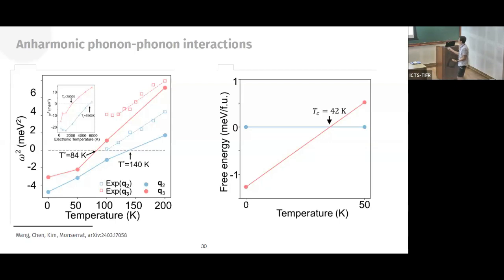And here, I'm now showing the free energy difference between the two, again, as a function of temperature. And we do see that the Q3 distortion does end up dominating. In our case, it's at 42 Kelvin. But again, we can change that number somewhat by playing around with our approximations. But again, at least it's of the same order of magnitude as the observed experimental ordering.